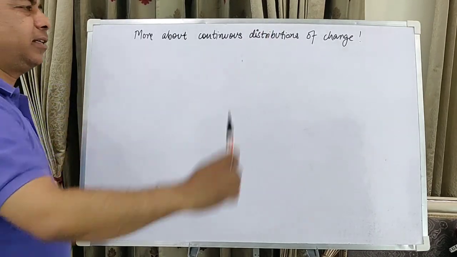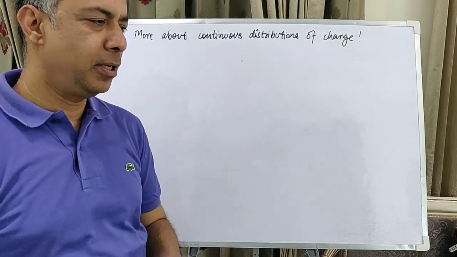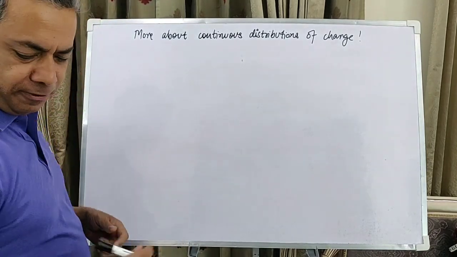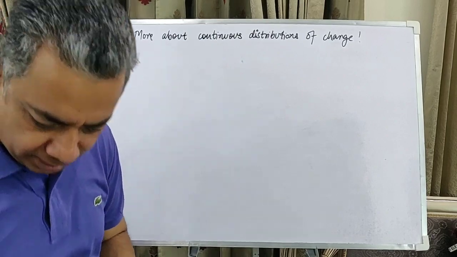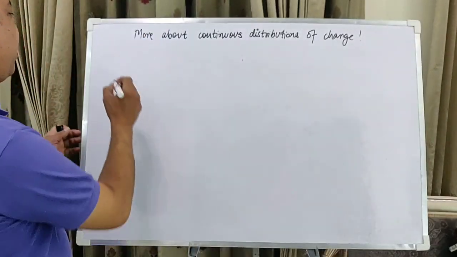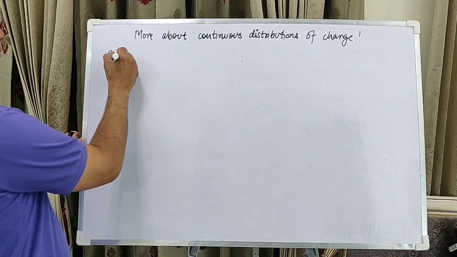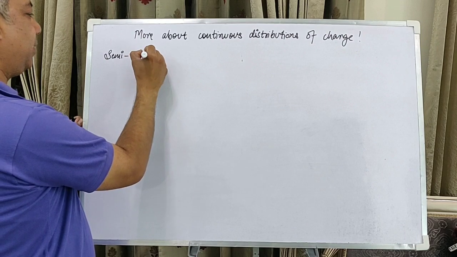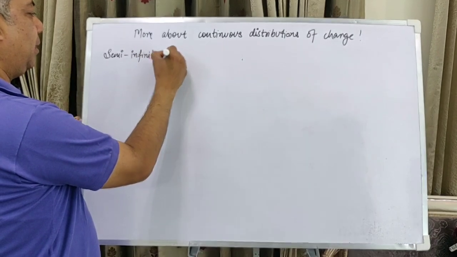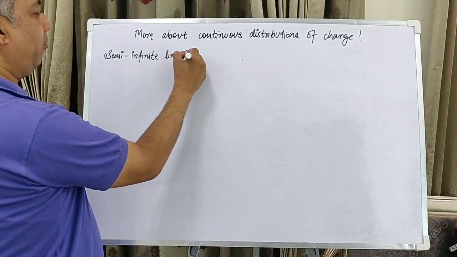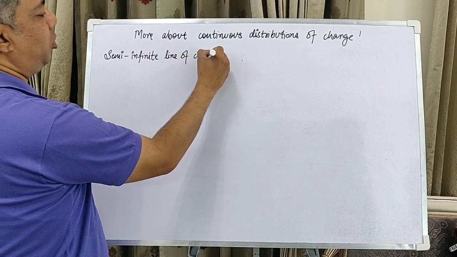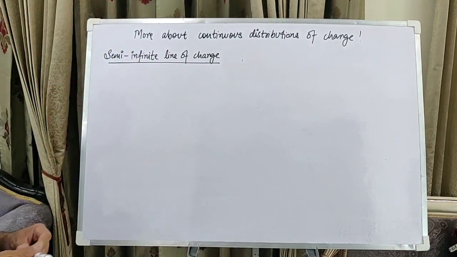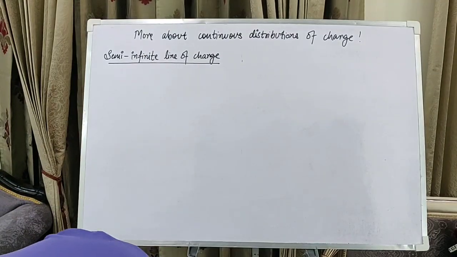So as it says, we are discussing more about continuous distributions of charge, and the first one we'll be discussing is a semi-infinite line of charge. This is what we are starting with.